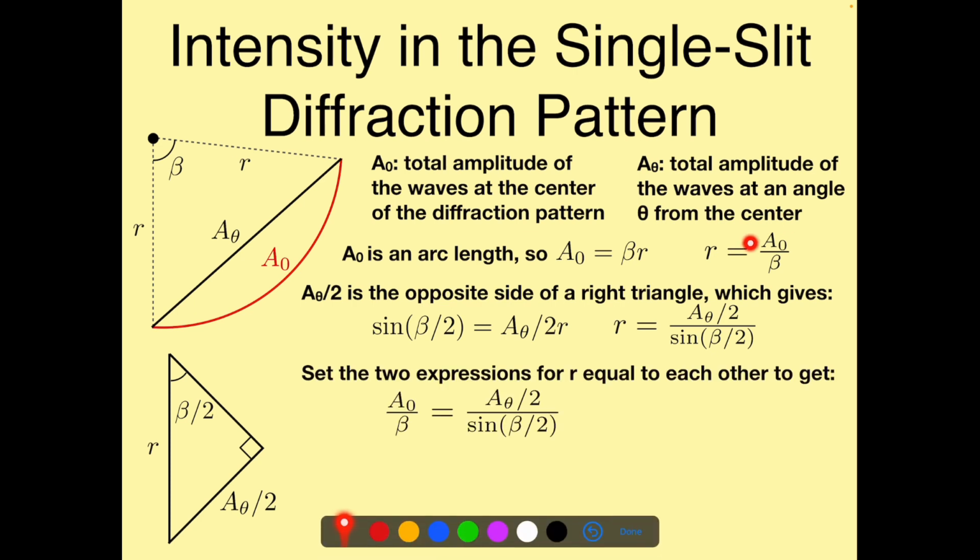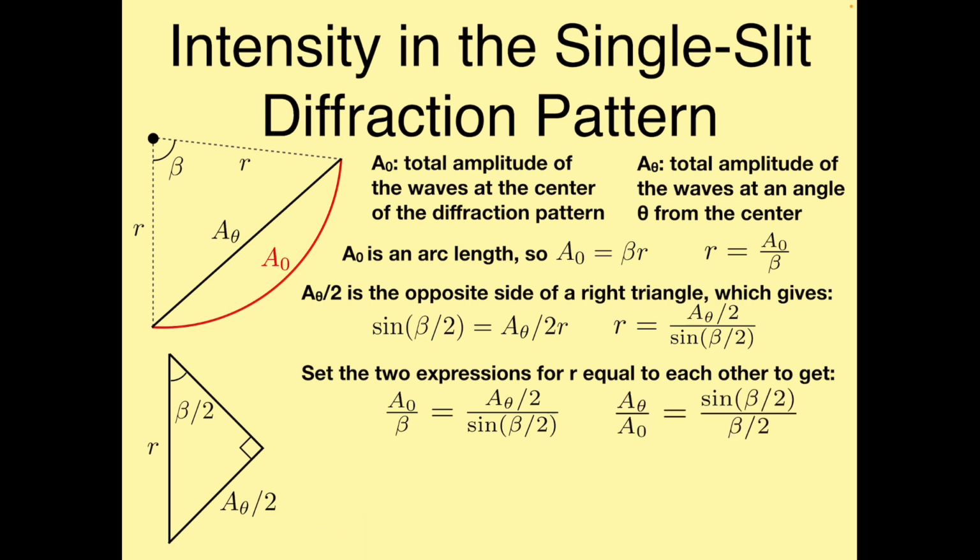So I can set this expression for the radius equal to this expression for the radius, which is going to give me A0 divided by beta equals A theta over 2 divided by sine of beta over 2. So what can we do with that? We can solve for the ratio of those amplitudes. A theta divided by A0 is equal to sine of beta over 2 divided by beta over 2. That's what we get when we just arrange this to solve for the ratio of the two amplitudes. Okay, so we're getting somewhere. We have a statement about the amplitudes.